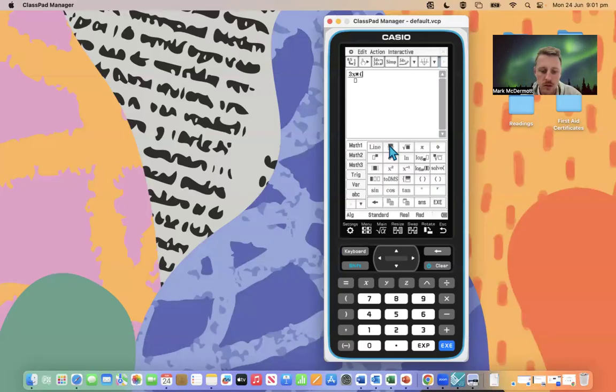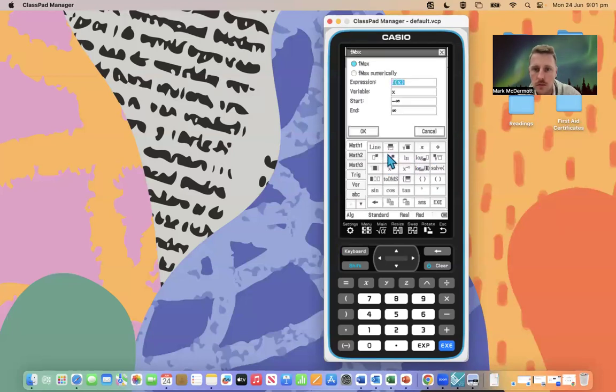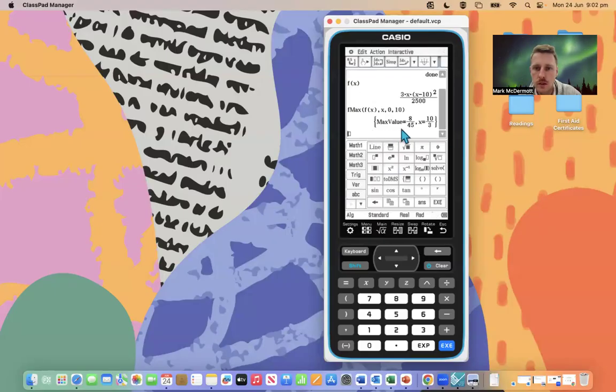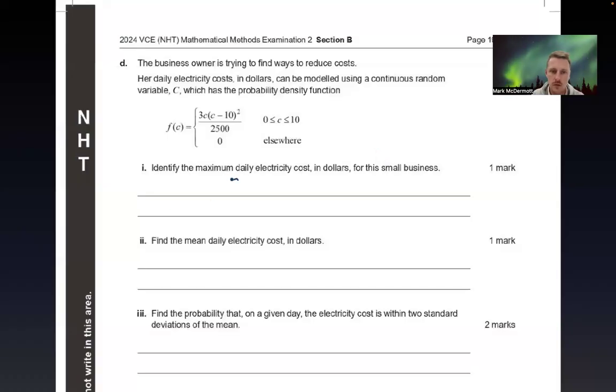3x multiplied by (x minus 10) squared, all divided by 2500. Define f of x. Let's try that again. F of x. Maybe now it will work. And I probably need the domain. Let's put the domain in here. 8/45 as the maximum value. Okay, that's what I got before.